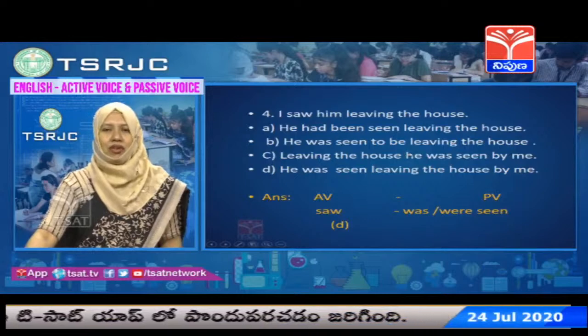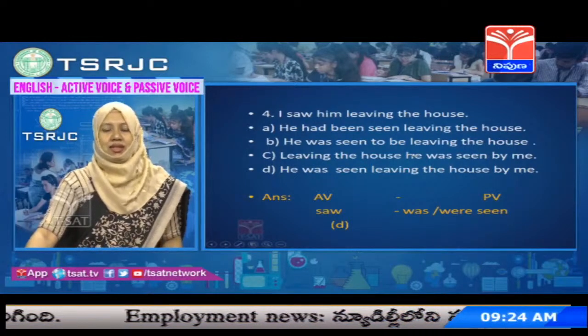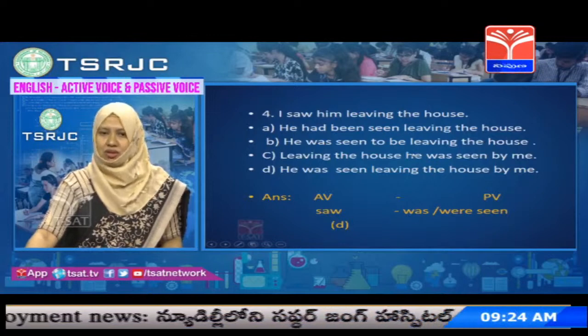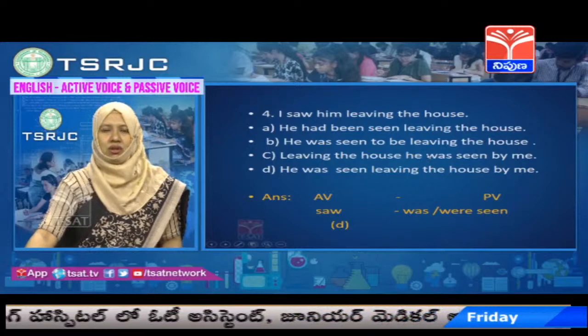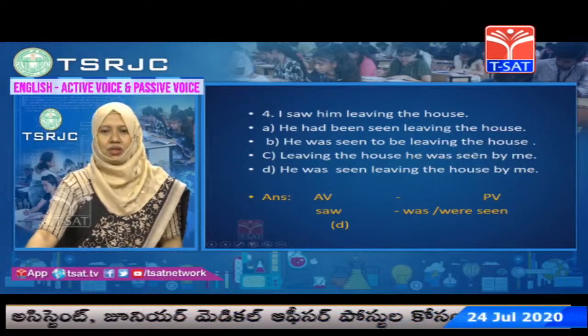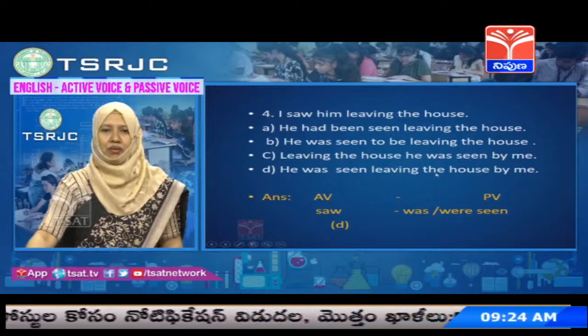I saw him leaving the house. A, he had been seen leaving the house. B, he was seen to be leaving the house. C, leaving the house he was seen by me. D, he was seen leaving the house by me.